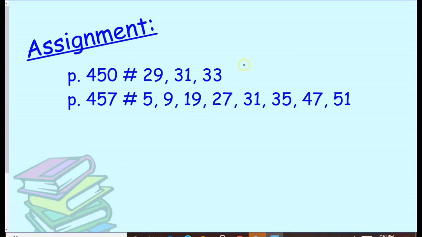Okay, here's your assignment. The first set of problems is finding domain and range, like we did in the beginning. And the second set of problems is solving the equations.